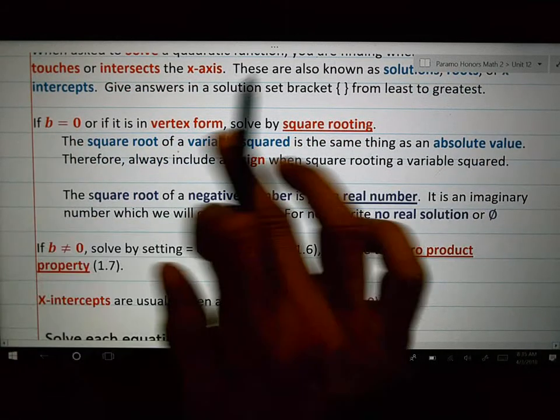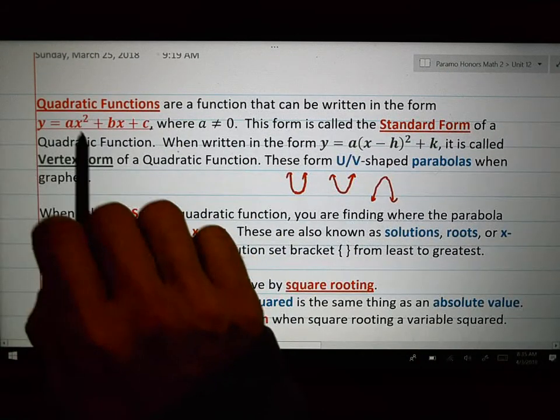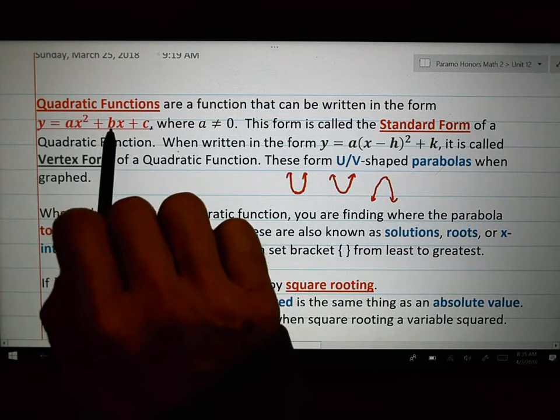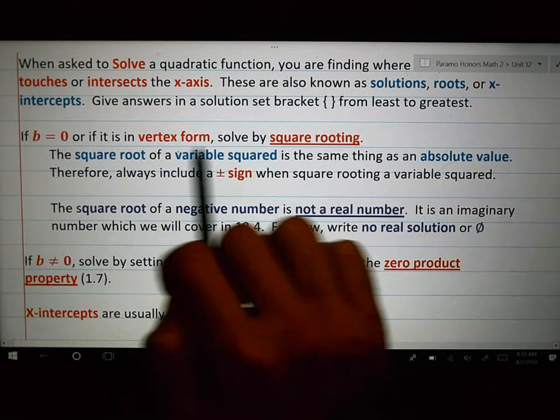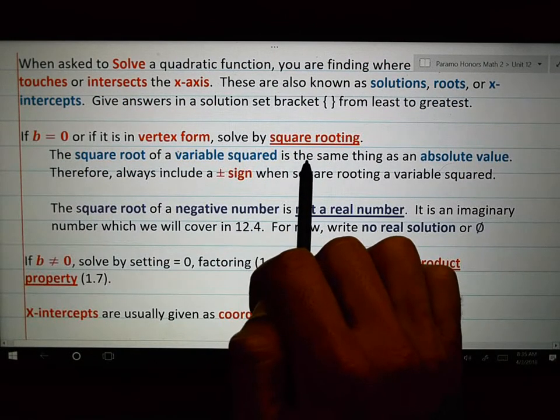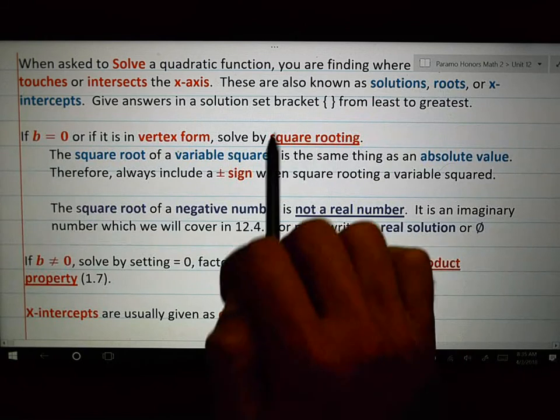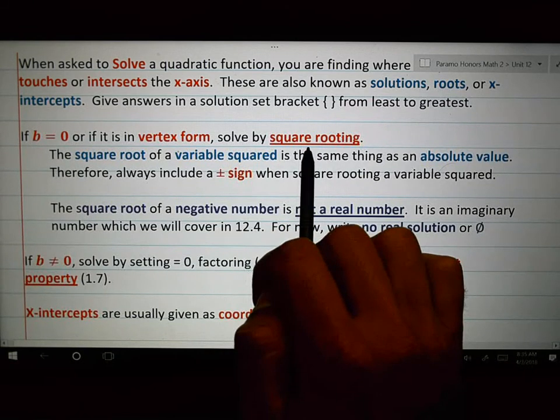If b is equal to 0, what am I talking about? I'm talking about if it's in standard form and there is no b, there's nothing in front of your middle term. The easiest way to solve it is by square rooting. We're going to do a lot of this today on this first worksheet.